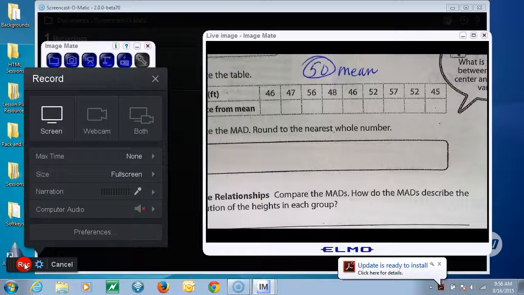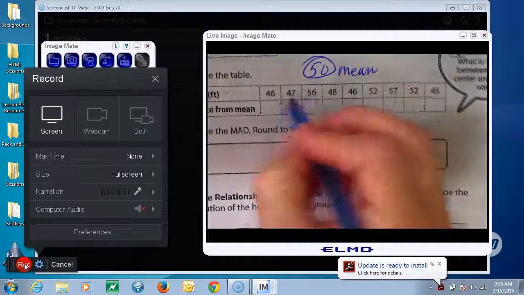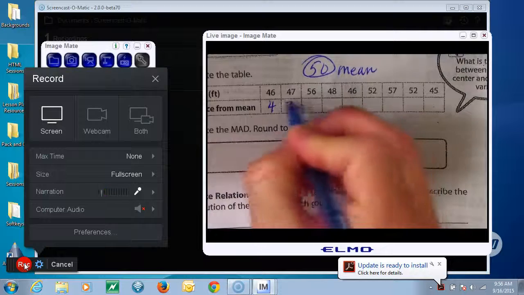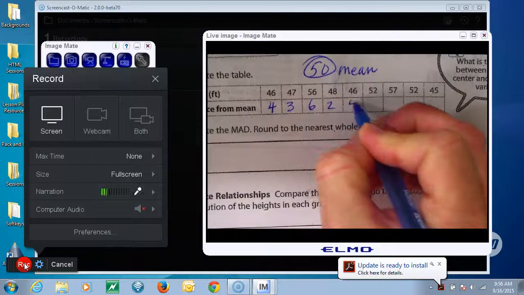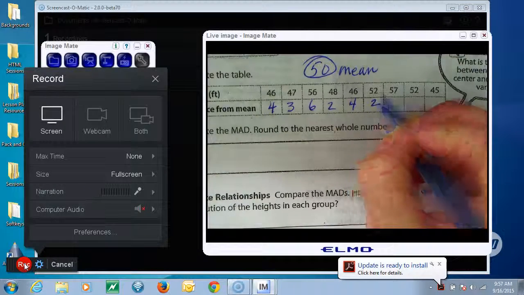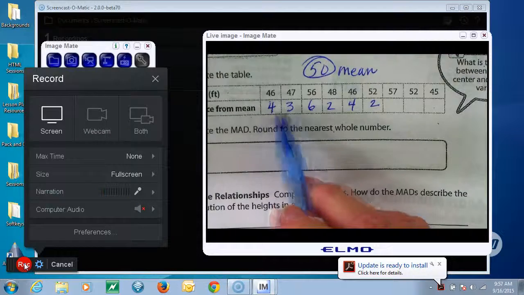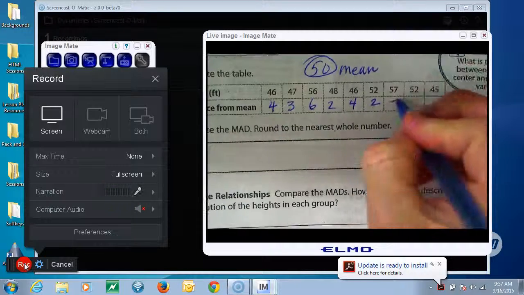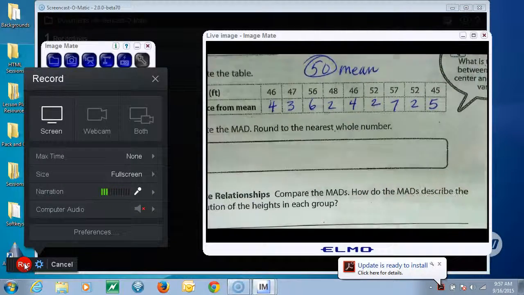Good. Don't need a calculator to subtract 50 and 46. You shouldn't. Okay, tell me the numbers you got. We'd already started. Let's start over. 4, 3, 6, 2, 4, 2, 7, 2, 5. Good job.